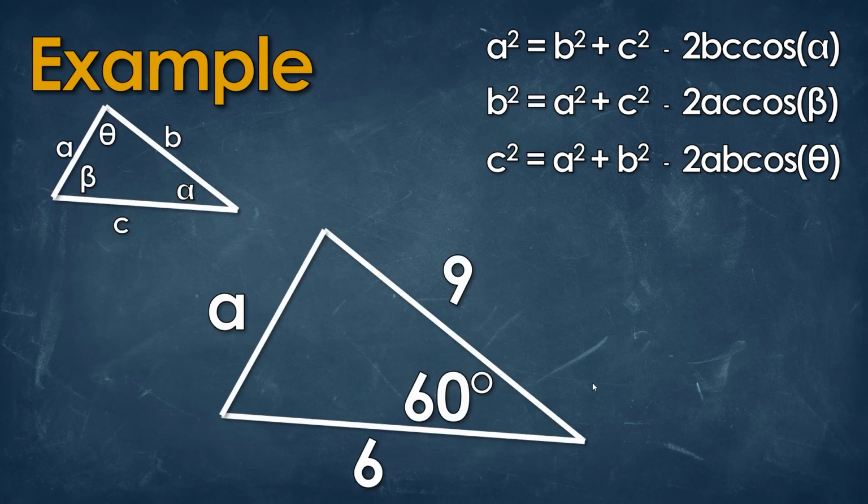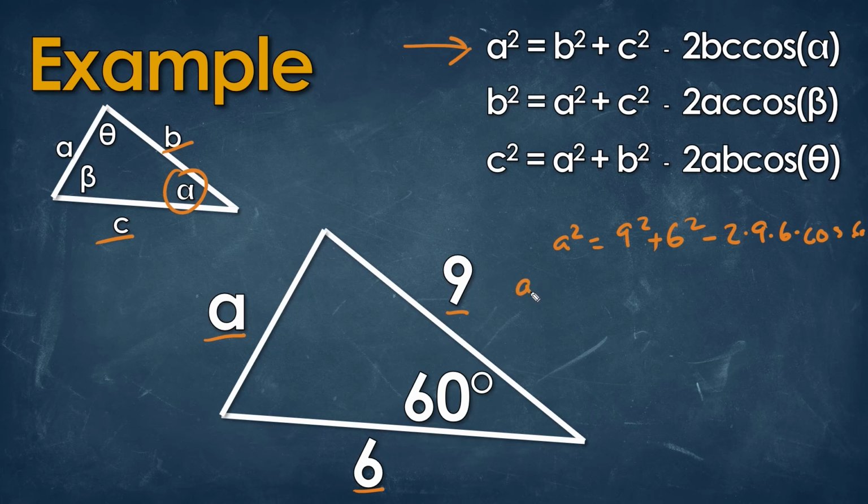For this one, we have A. We don't know what A is, but we do have alpha, the angle that is opposite of it, and we have the two other sides. If that's the case, we're going to follow this first equation here. So A squared is equal to B squared plus C squared, which is 9 squared plus the other side, 6 squared, minus 2 times those two lengths, 9 times 6, times the cosine of 60.